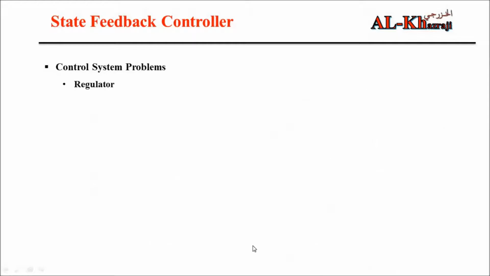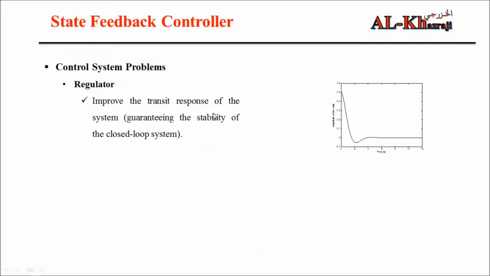Now, in order to check the performance of the system, we have two problems. The first one is the regulator. For the regulator, imagine that your system has an initial condition or just gets any disturbance. So all we need is to return the system to its original state. So we need to improve the transient response, the shape of the response, to guarantee the system goes back to stability. So this is what we call the regulator problem.